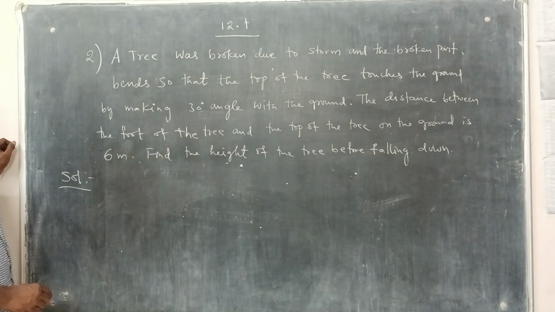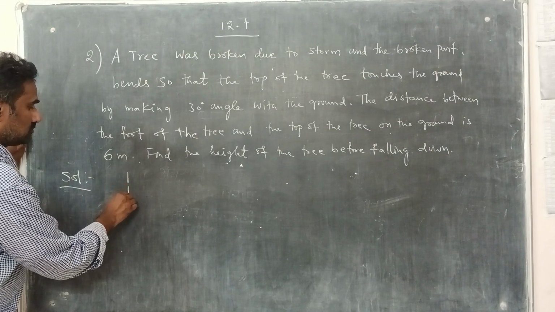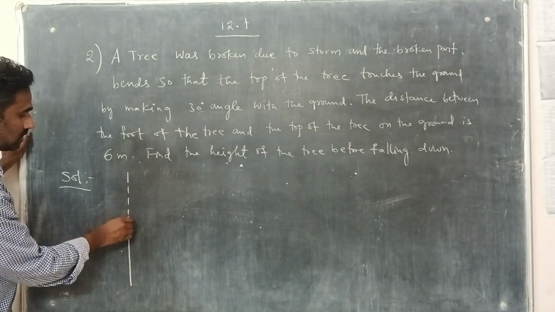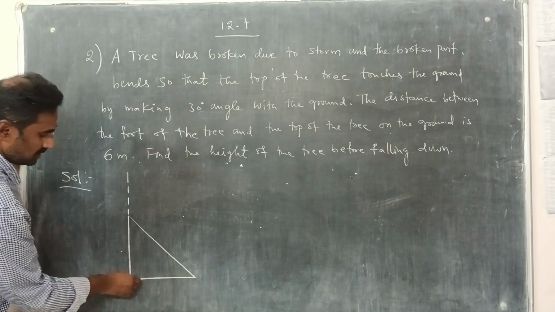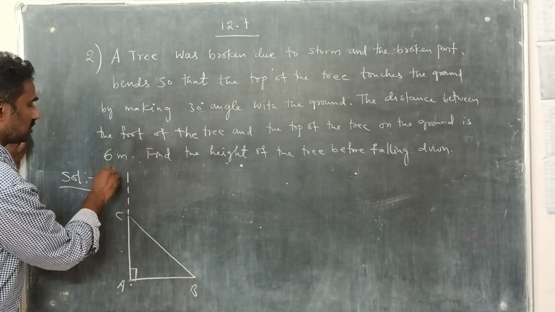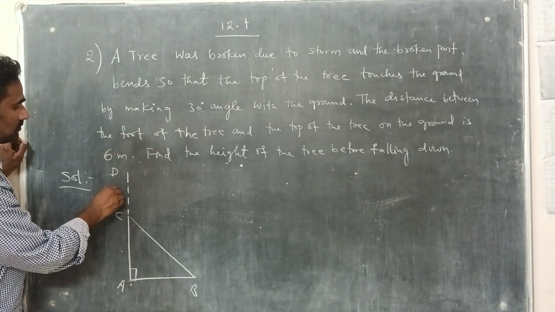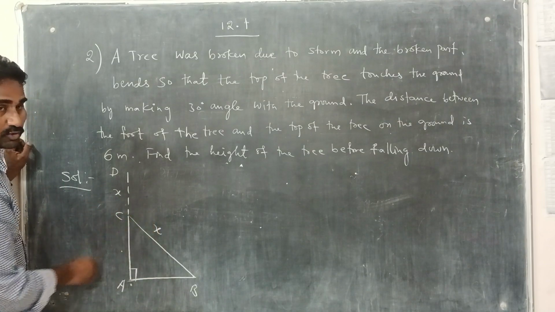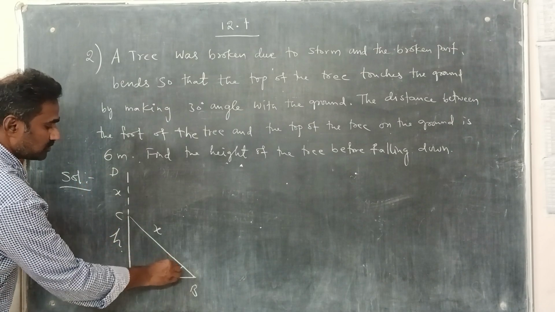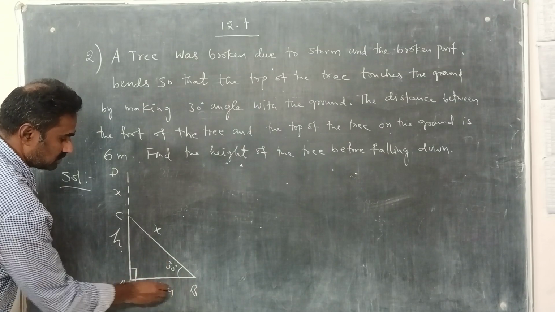For this, we first need to draw the diagram. Before falling, you show it like this, and the remaining part you draw dotted. Now it is A, B, C, and this part you take D. The dotted line is the part before falling, so I am showing it with the letter X, and H. This part is touching the ground, making 30 degrees with the ground. The distance where it is touching is 6 meters.